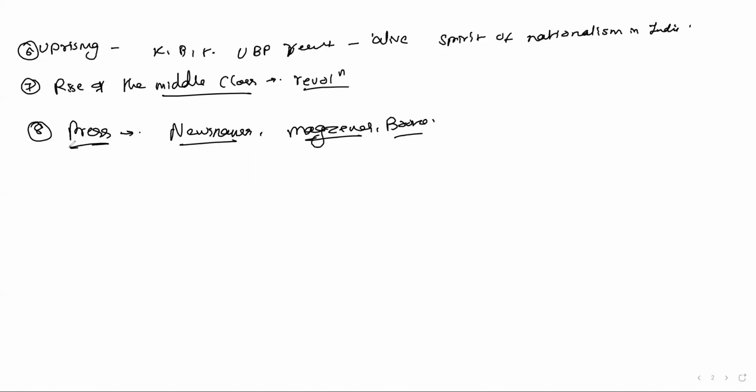In short, the press played a very important role in uniting and enlightening people about the ideas of nationalism, or proliferating the message of unity, the message that we Indians are one. This particular thing was done by the press. Okay, so these were the major premium reasons for the rise of nationalism in Maharashtra.